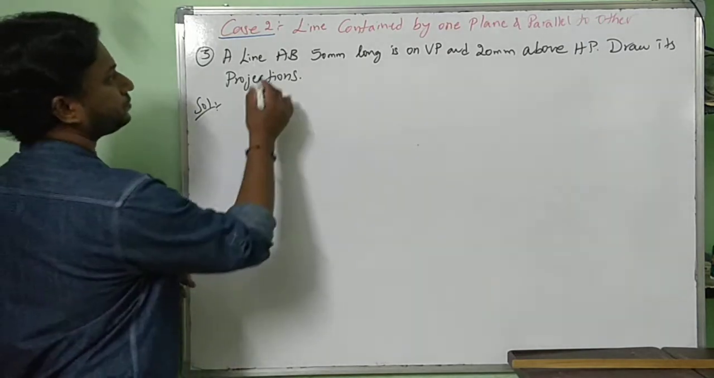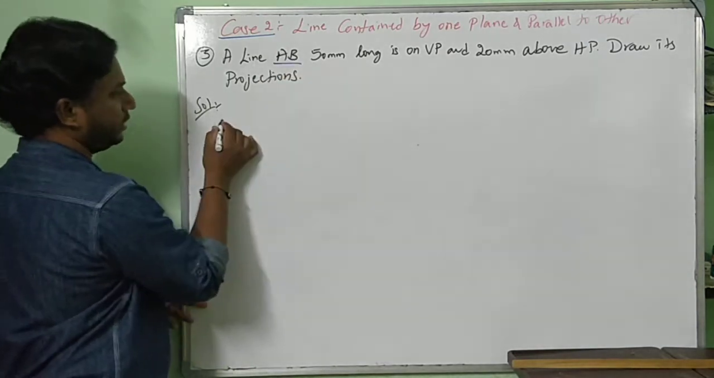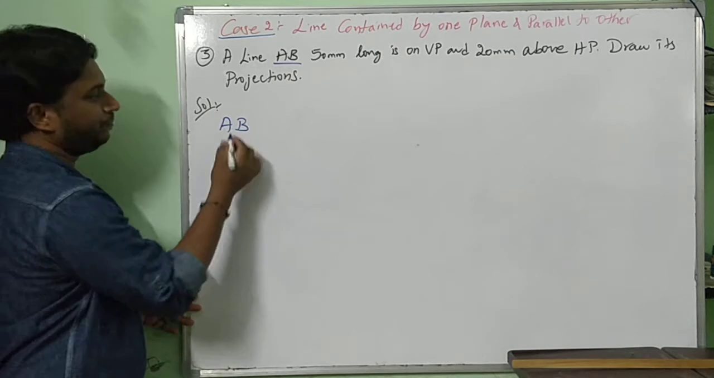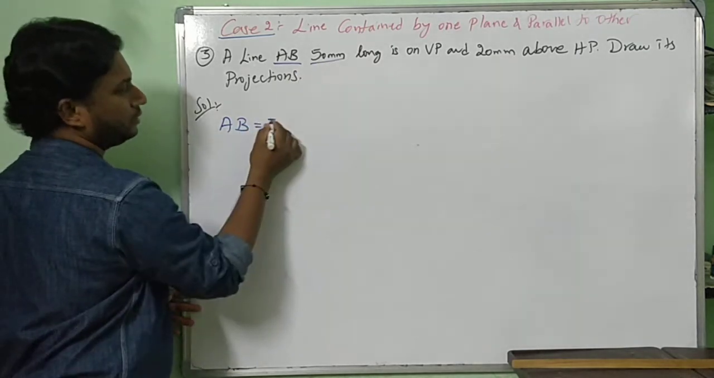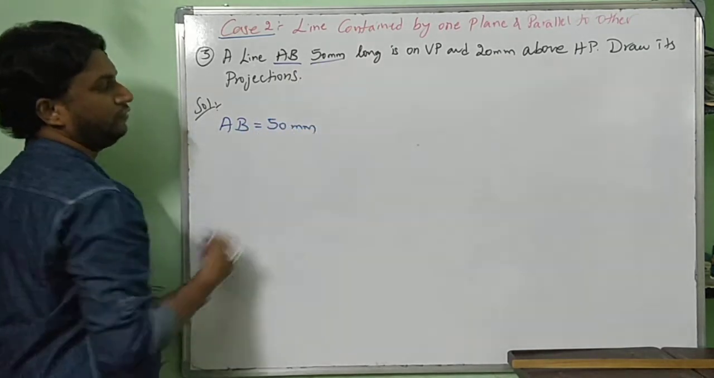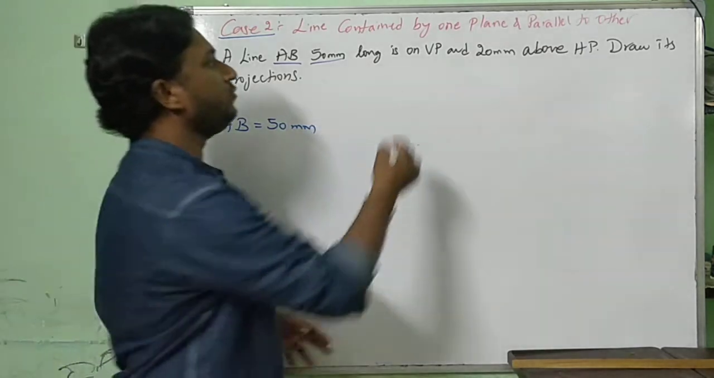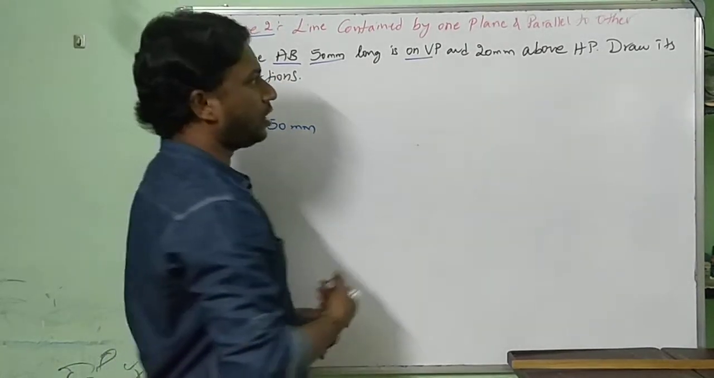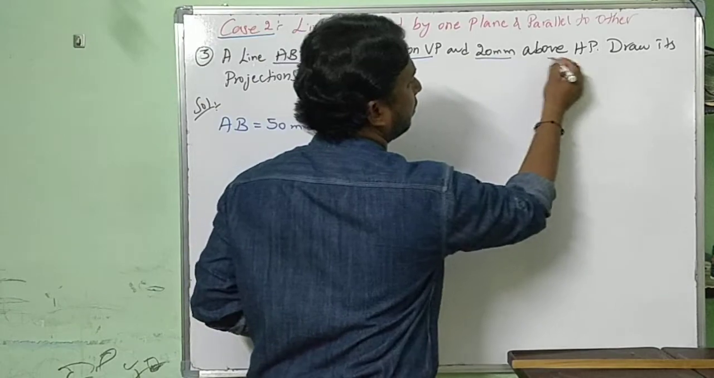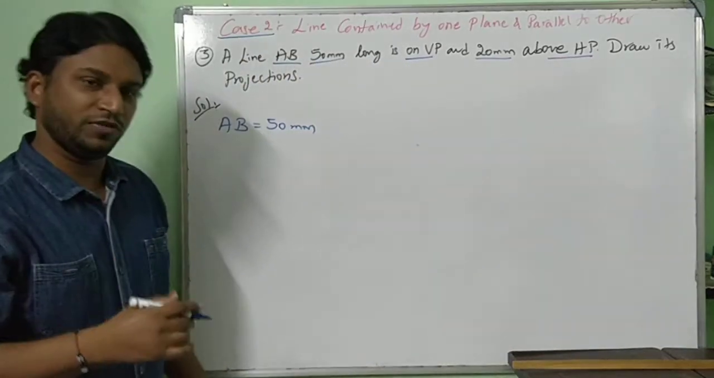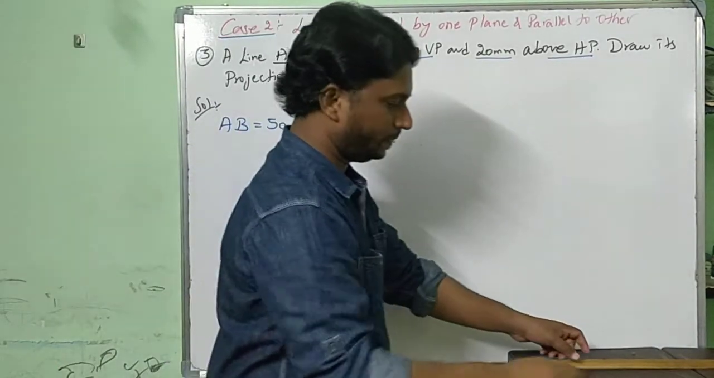Look at the problem. Line AB. I am writing the given data: AB of length 50 mm is on VP and 20 mm above HP. On VP and 20 mm above HP.